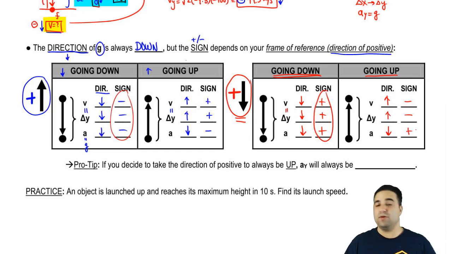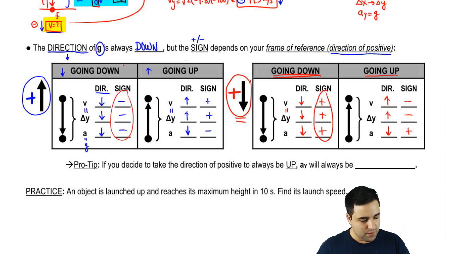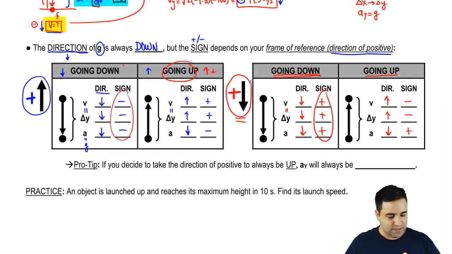Okay, so are you supposed to memorize all these? No, you're supposed to just understand it. Depending on how you choose your direction of positive, going up positive or going down positive, then you have to pick the signs accordingly for your v, your delta y, and your a. Okay, so there's several ways you can do this. Some professors will say that going up is positive. And some of them will say that going down is positive. And there's some advantages to that.